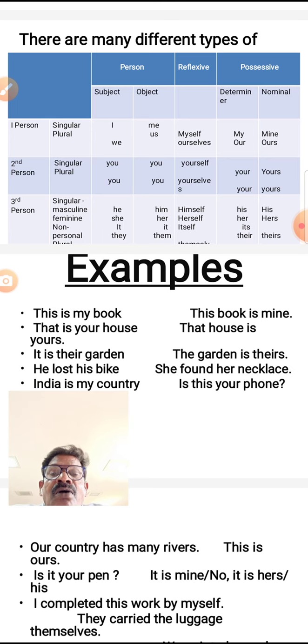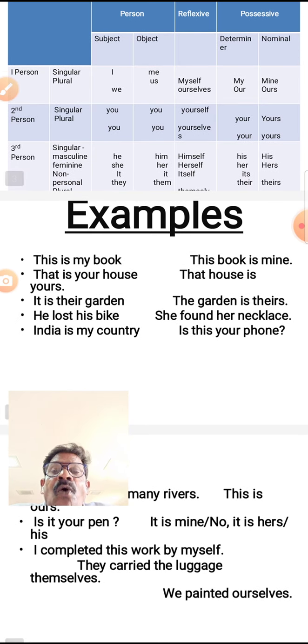And now look at the fourth sentence. He lost his bike, not others' bike, his bike. And she found her necklace. And now look at the fifth sentence. India is my country.